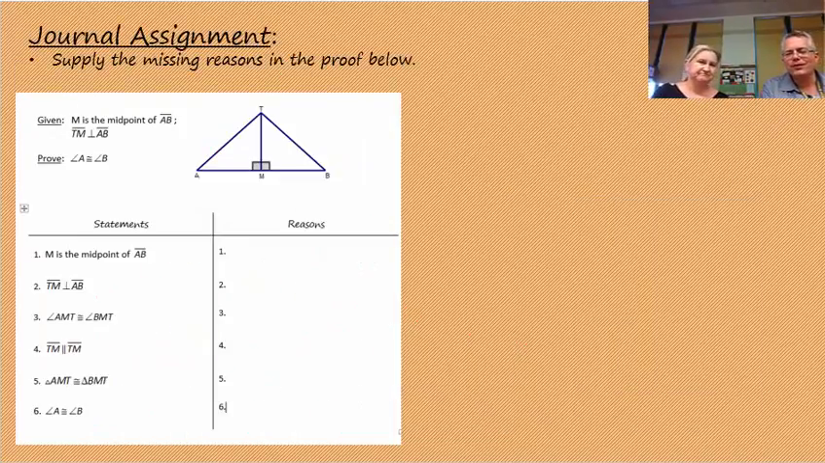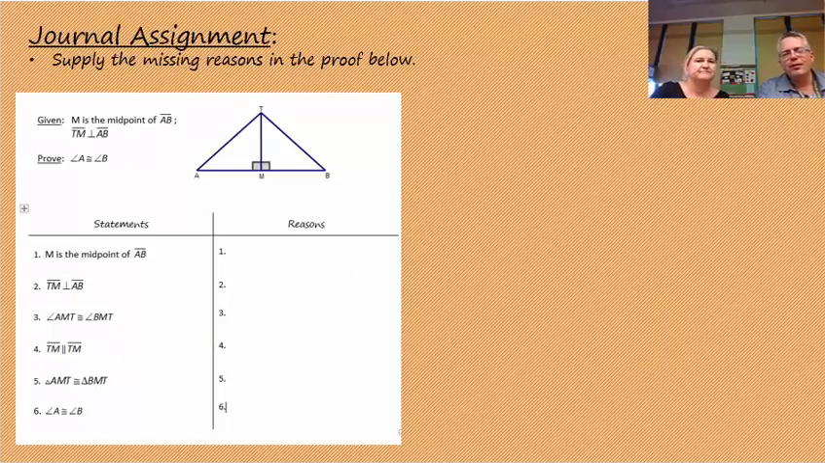It's time for the journal assignment. So here we provided all the reasons. So look at the givens carefully. Follow the steps and provide reasons for each step. You better bet one of them is CPCTC. All right. Good luck.